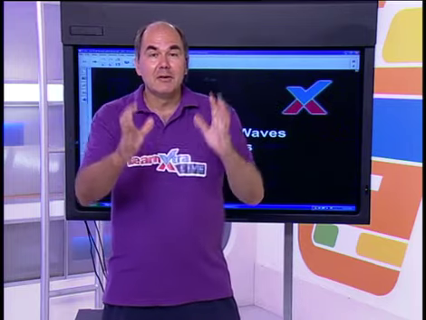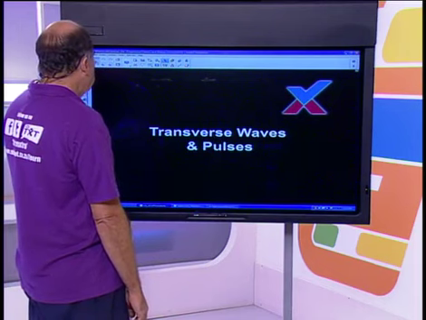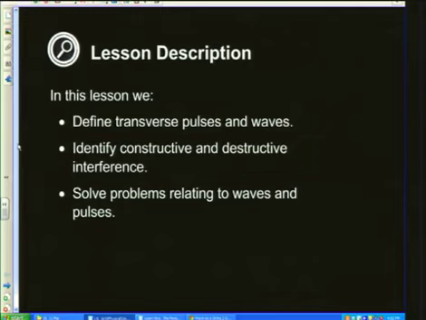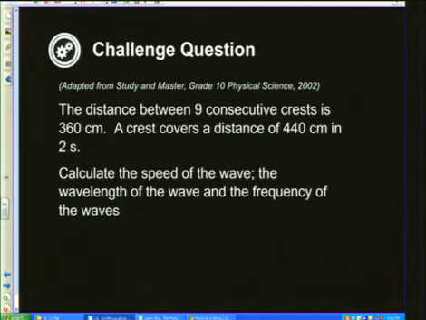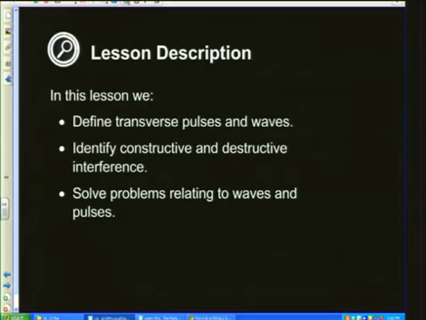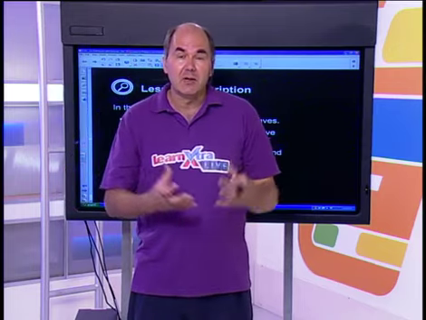We're dealing with pulses and waves. So it's transverse waves and pulses. And in today's lesson, we're going to cover a few things. We're going to define what a transverse wave is. We're going to take a look at the definition, just make sure that we've got this clear. The definition of a transverse pulse and a wave. We're going to identify the difference between constructive and destructive interference. And then we're going to solve some problems relating to this topic of transverse pulses and waves.